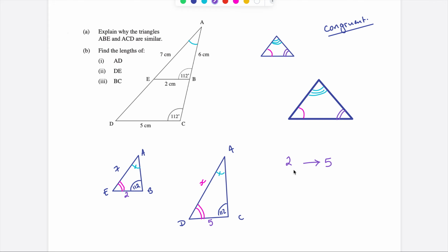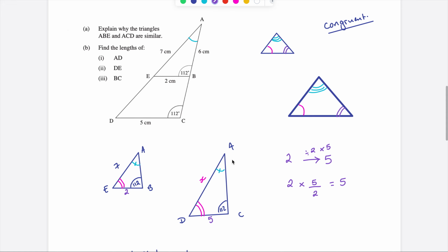So I'm going to have to divide it by 2 to get it back to 1 and then multiply it by 5. So I'm going to say 2 times, if I divide it by 2 and multiply it by 5, I get my 5 in the end. Now, how's another way I could do that?